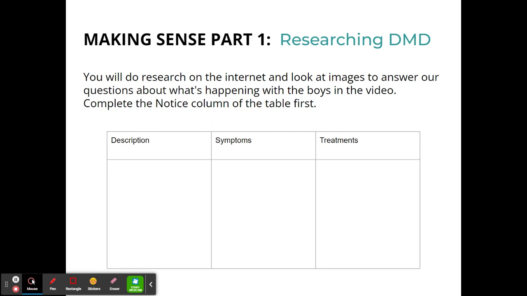So we're going to do some research into DMD. Okay, what is DMD? Well, turns out that these kids all have a thing called Duchenne's muscular dystrophy. And so you guys did some research, looking at images and some research on the internet to kind of get an idea of what is the description, what are some of the symptoms, and maybe what are some of the treatments of a person with Duchenne's muscular dystrophy.